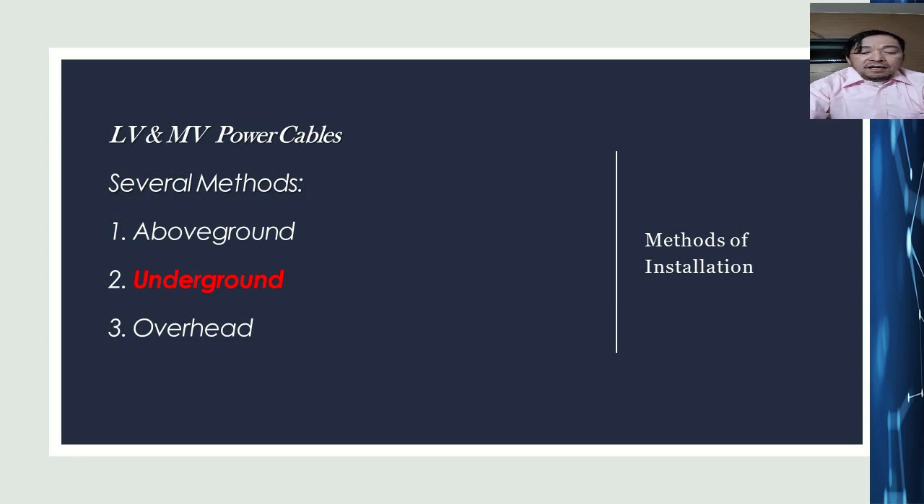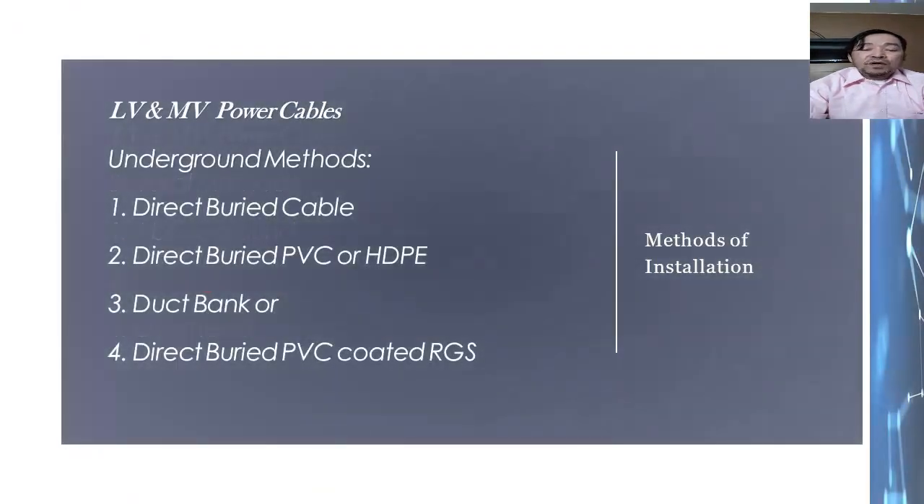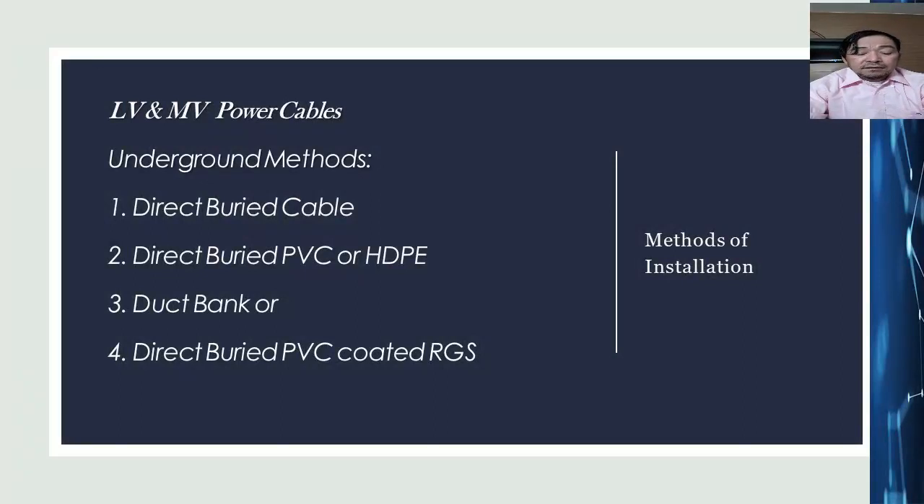Underground cable can be placed by one of the following: 1. Direct buried cable. 2. Direct buried PVC or HDPE. And 3. Duct bank or direct buried PVC coated rigid steel. There are certain requirements to achieve quality installation in these three methods of installation of power cables in an underground system.